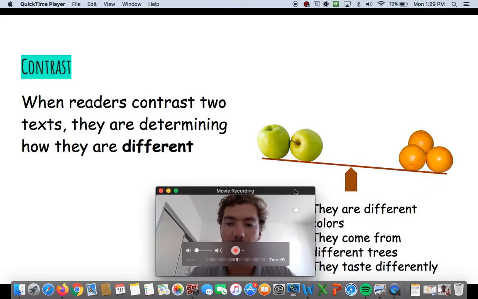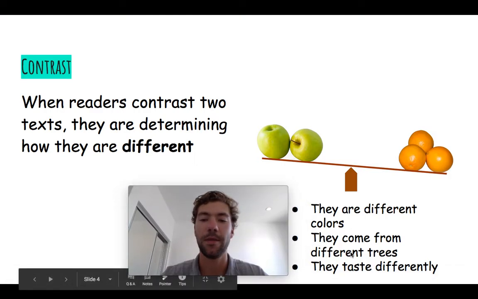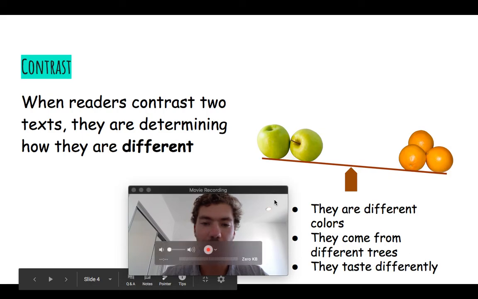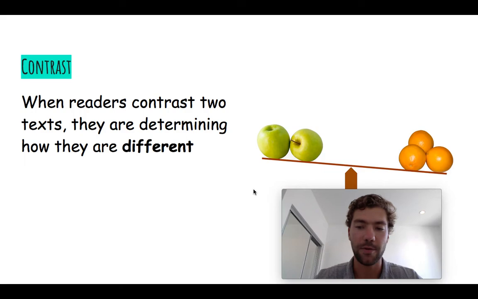I would say they're different colors, they come from different trees, and they definitely taste different. I'm more of an apple guy myself, but I understand if you're an orange guy. So that is how we would contrast apples and oranges.